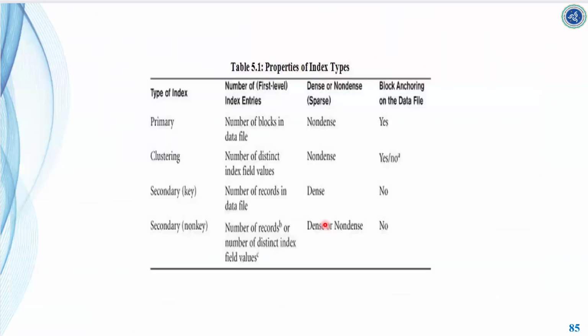These are the properties of different types of indexing. That is, we have primary indexing, clustering indexing, and secondary indexing, for key attributes as well as for non-key attributes. The number of blocks in the data file for primary indexing is dense, and blocking on the data file can be done. These are the different properties.